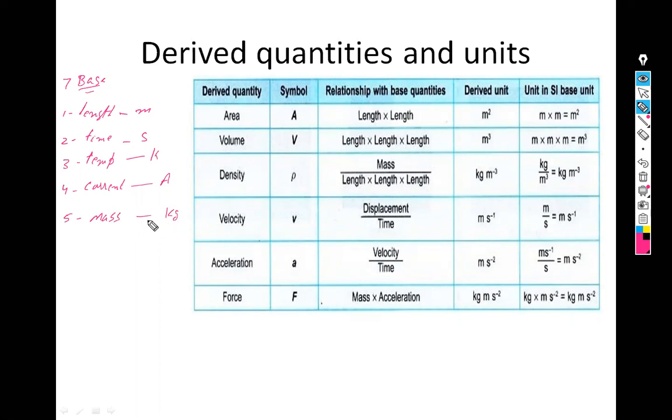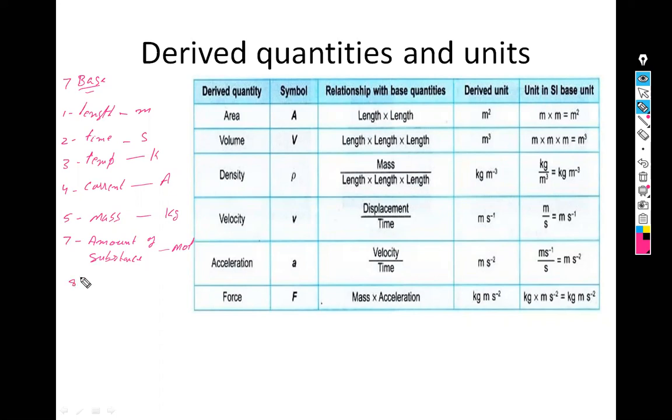2 kg sugar, 3 kg sugar. Nowadays, there are problems with sugar. Number 7, amount of substance. That's mole, M-O-L. This is your topic of chemistry. When you do chemistry chapter 1 or 2, the teacher will discuss with you a lot about the mole.